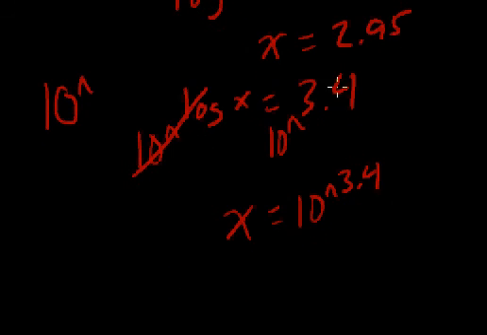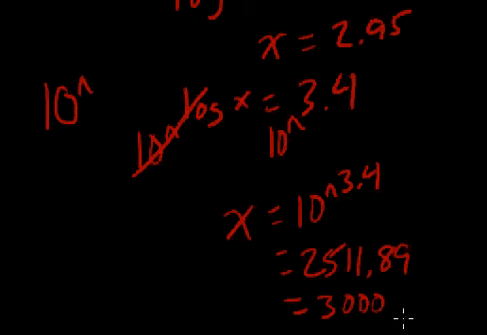I just need to raise 10 to the 3.4 power to get my x value here. So when I do x equals 10 to the 3.4 power, I will get my answer. And when you do that, you get 2,511.89, and we have one decimal place here, so we should round to one significant figure here, which is 3,000. So that's our answer. So that's it.